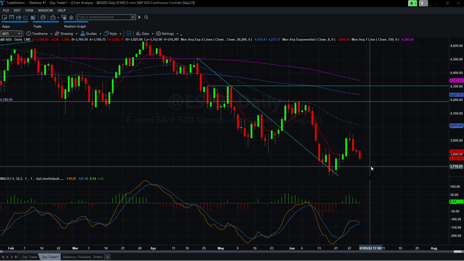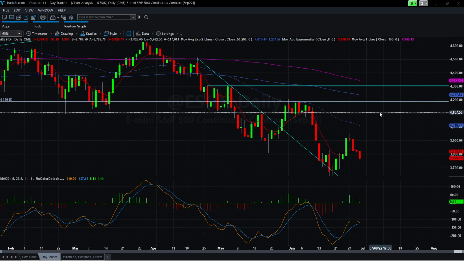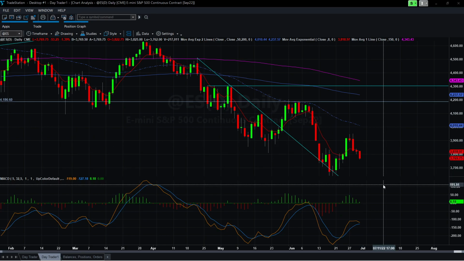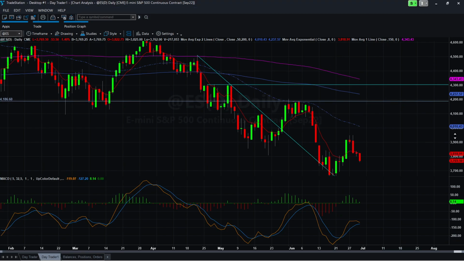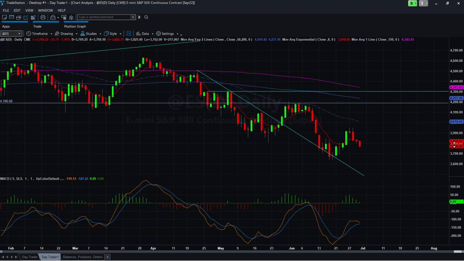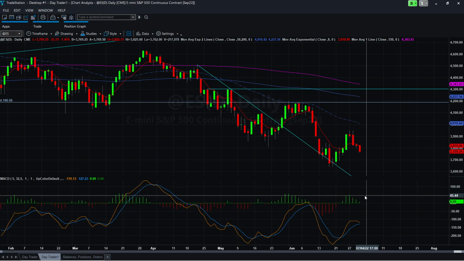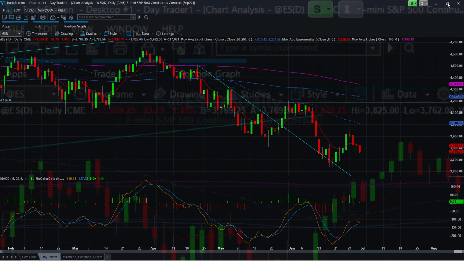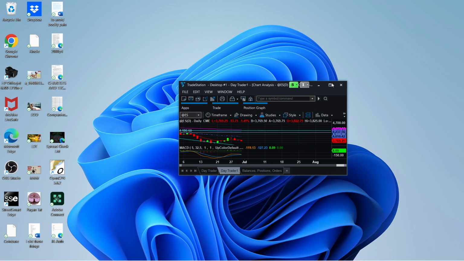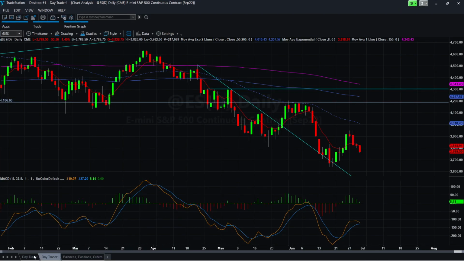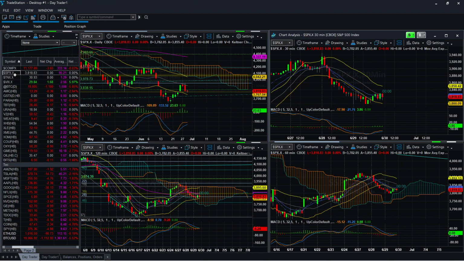I wanted to see a higher high on this. I was hoping we would test up here, but that didn't look like it. It could still be a trend reversal pattern. So we could still see that trend reversal pattern. We're down 50. Let's look at what that translates to on the S&P.